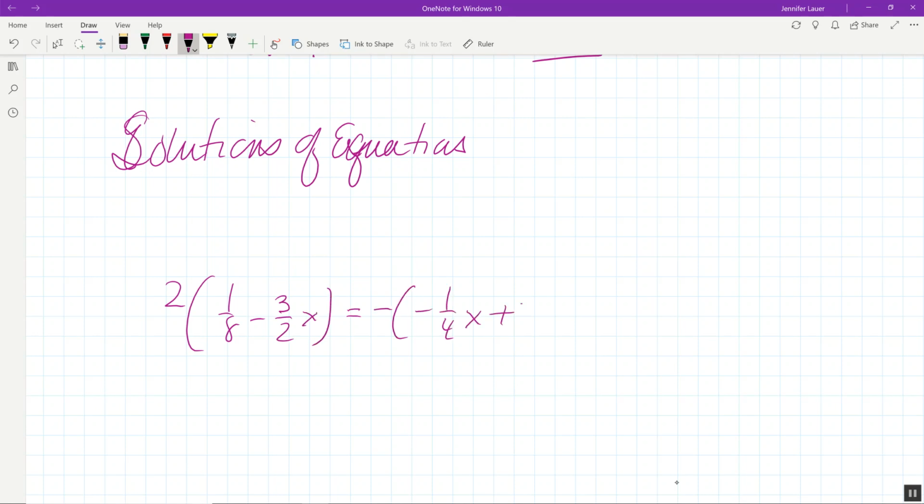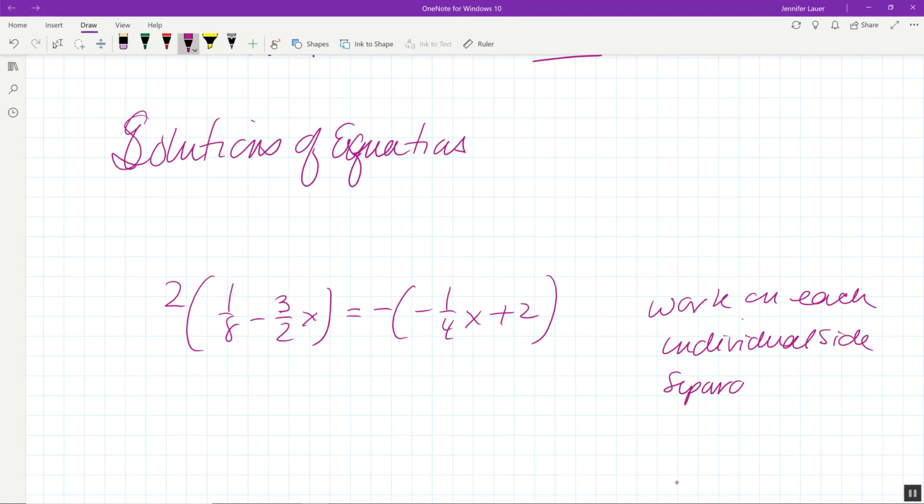And so we are going to be solving for x. So we're going to do what we can do on each side separately, and then we are going to combine x's on one side and all the numbers on the other. So you want to work on each individual side separately first. Then you're going to combine x's and then combine numbers.